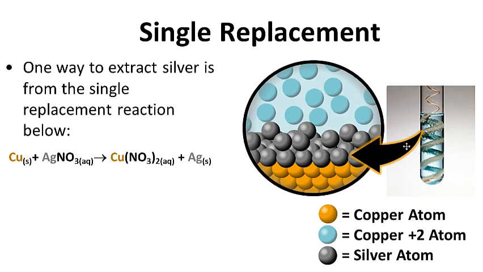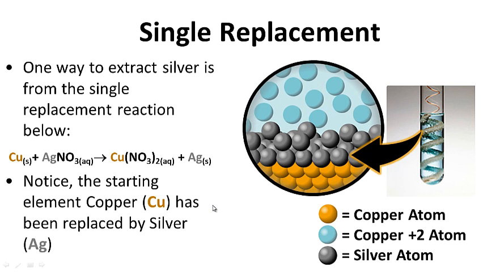So this is actually silver here forming on the outside of the copper wire. In other words, the silver here is replacing the copper, and we get pure silver on the outside of the copper here. So notice the starting element copper, like I said, has been replaced by silver. It is a single replacement reaction.